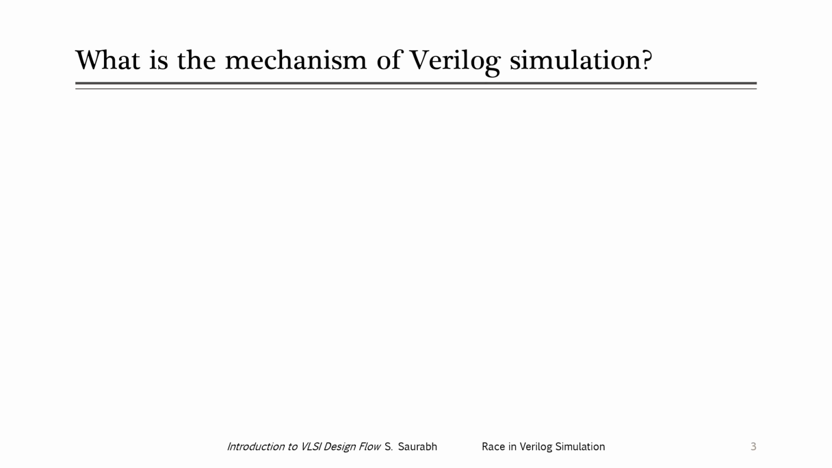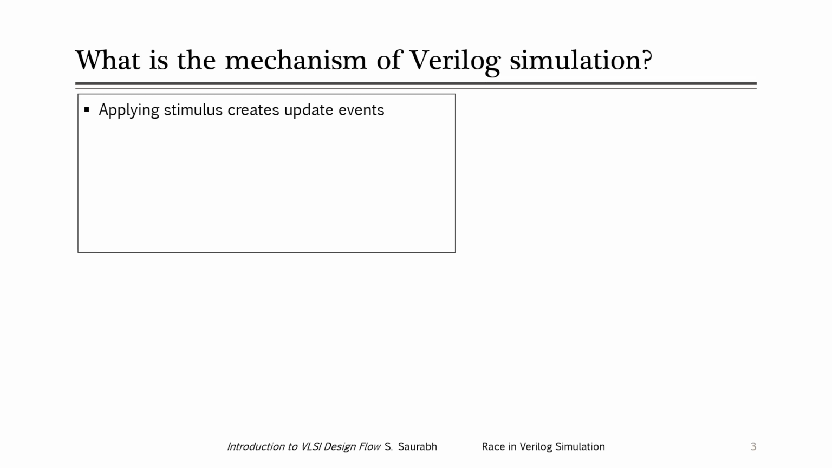Now how does the simulator work, right? Whenever we apply stimulus to a net or a variable in our design, it creates an event which is known as an update event. For example, if we write a is equal to 1, right? We are basically assigning a value of 1 to a, and that is the stimulus that we are applying, and the value of the net a will change to 1.